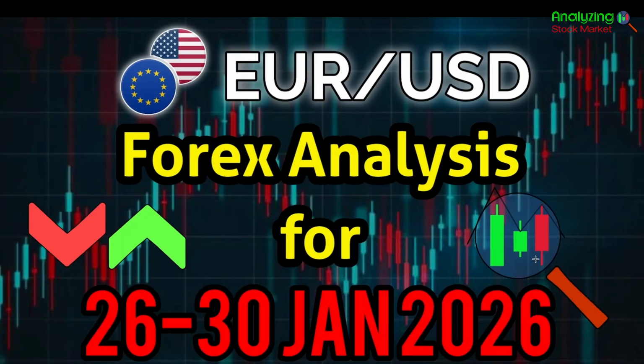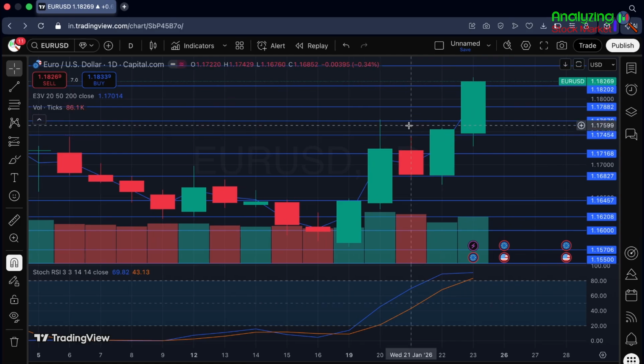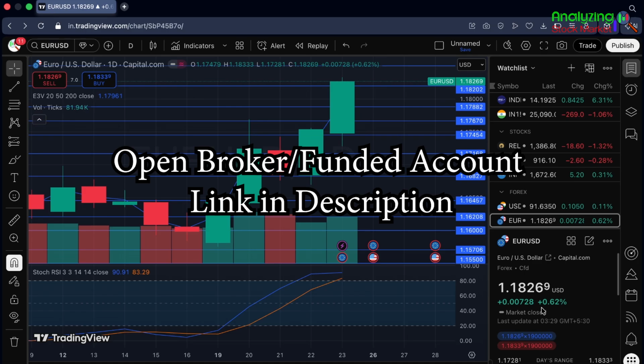So today we'll be talking about the Euro USD pair and we'll do the Forex analysis for 26th to 30th January 2026. So let's go straight to our chart. Here I have already opened the chart of Euro USD. Let's straight away talk about the closing on Friday. As you can see, a 0.62% positive move, 1.18269 was the closing on Friday.